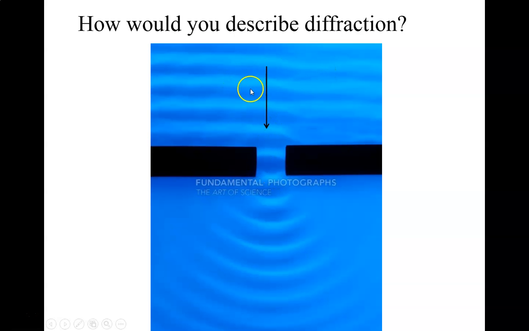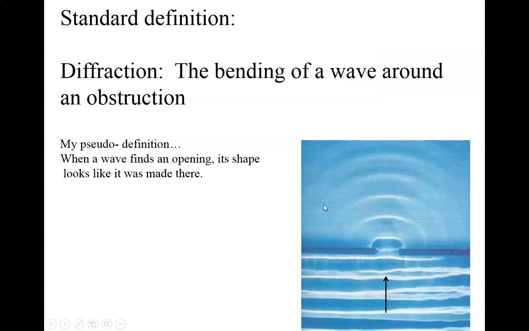Here we've got linear wave fronts. And then when they meet this opening, it acts like the wave is being generated from this point, and we get these circular patterns. This is a very common picture of diffraction: the bending of a wave around an obstruction. When you've got an opening, you get that circular wave pattern.